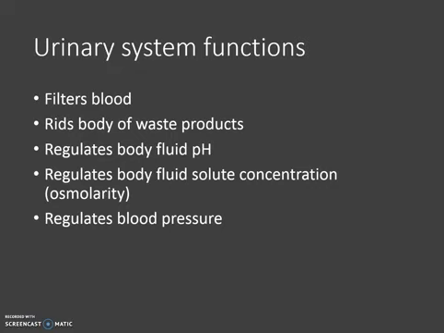These are typically waste products that are produced when your body uses nutrients and oxygen to make energy, or when your body breaks down different substances like proteins and nucleic acids. So the kidneys help to filter the blood, and then the waste products are excreted from the body in the urine. Your kidneys also help to maintain a homeostatic pH, so your body fluid pH.